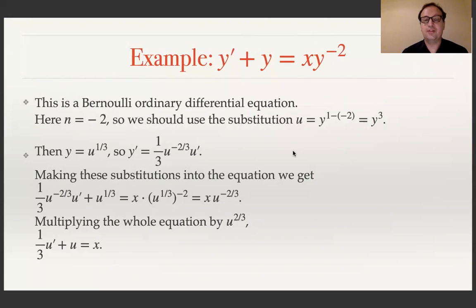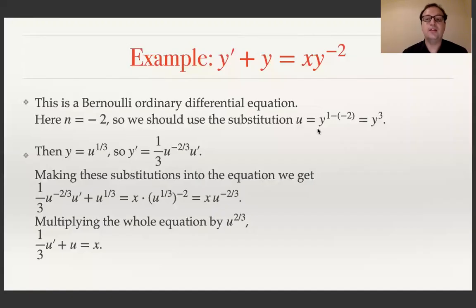The equation that we're looking at is y prime plus y is equal to x y to the minus 2, or x over y squared. This is clearly an equation of Bernoulli type. It looks very similar to a linear equation, but because we have y to the minus 2, it's actually a Bernoulli type equation. So it fits the general formula y prime plus some coefficient times y is equal to another coefficient times a power of y. Here the coefficient of y is 1 and the coefficient of the power of y is x.